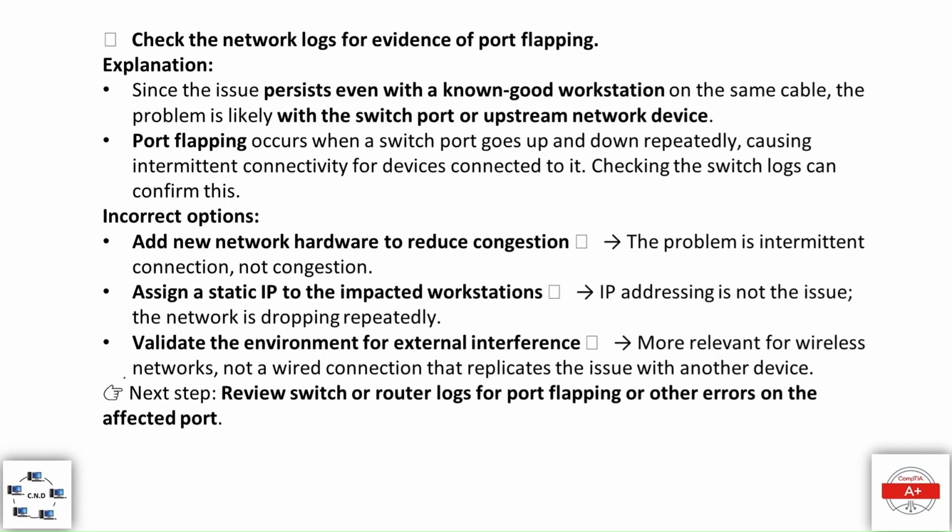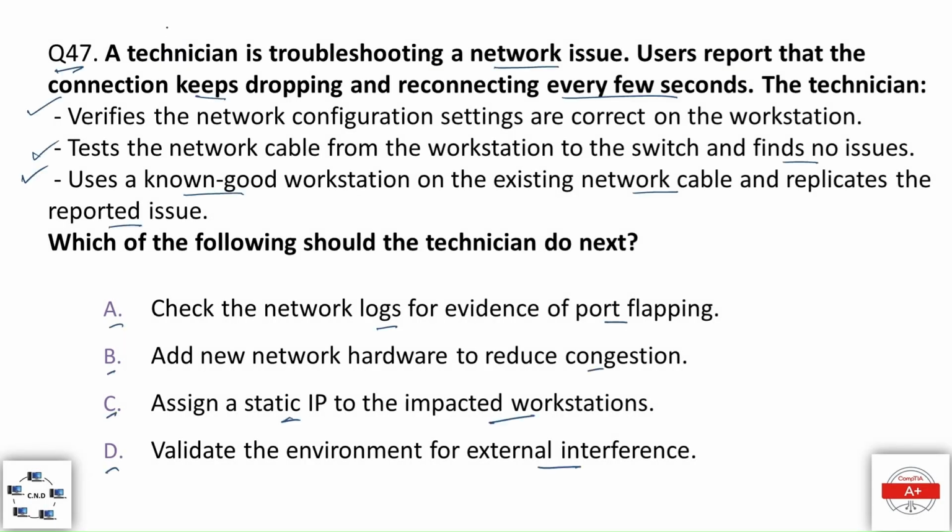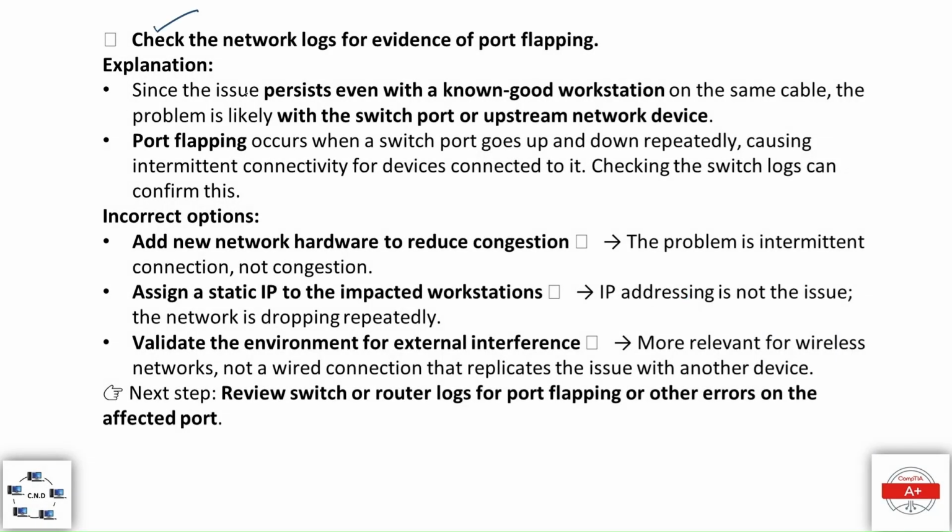So the correct option was check the network logs for the evidence of port flipping. Option A was the correct option. So let's go through the explanation. Since the issue persists even with a known good workstation on the same cable, the problem is likely with the switch port or the upstream network device. Port flipping occurs when a switch port goes up and down repeatedly, causing intermittent connectivity for devices connected to it. Checking the switch logs can confirm this issue.